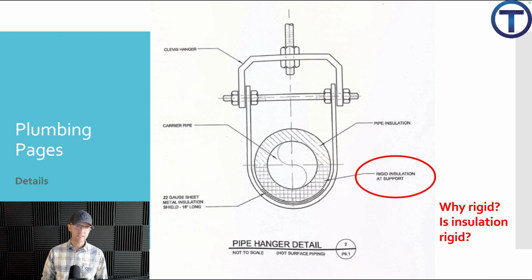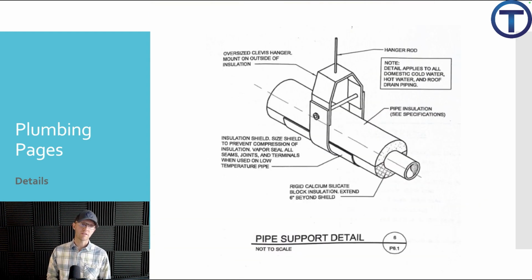They'll show us clevis hangers and what they expect. They show on this one a rigid pipe insulation around the hanger. Here's another illustration of that. The rigid pipe insulation is going to keep that insulation from collapsing under the weight of the pipe. They use a rigid calcium silicate. It's detailed right here.